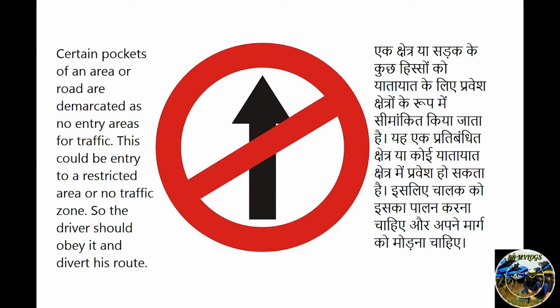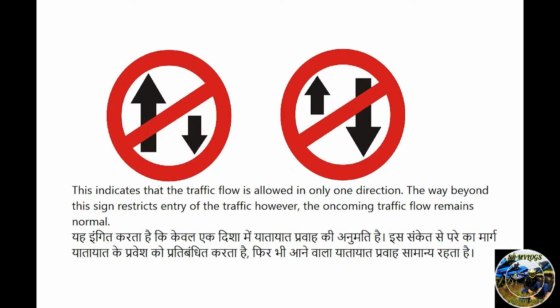Certain pockets of an area or road are demarcated as no entry areas for traffic. This could be entry to a restricted area or no traffic zone, so the driver should obey it and divert his route. This indicates that the traffic flow is allowed in only one direction. The way beyond this sign restricts entry of the traffic. However, the oncoming traffic flow remains normal.